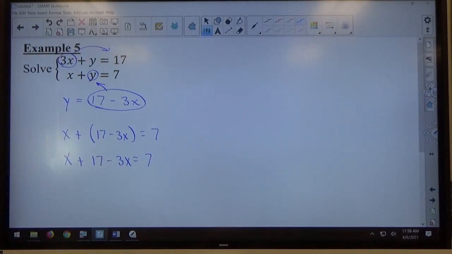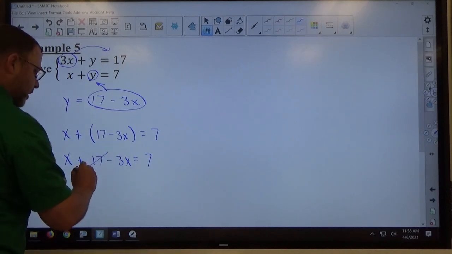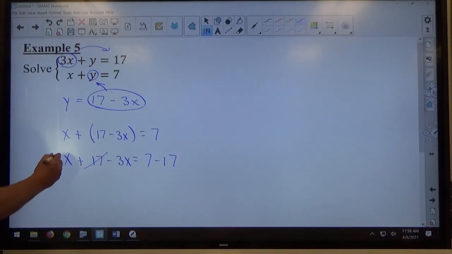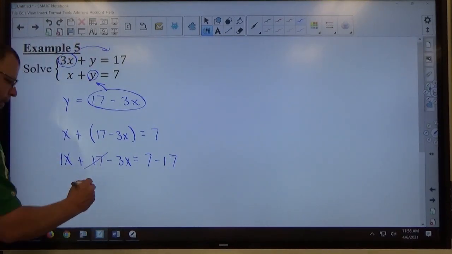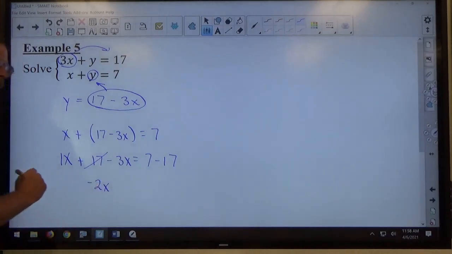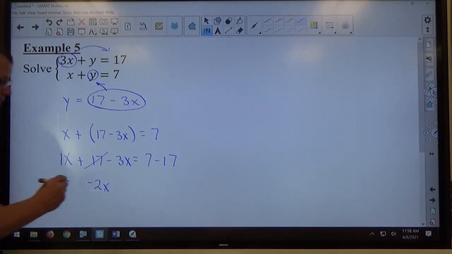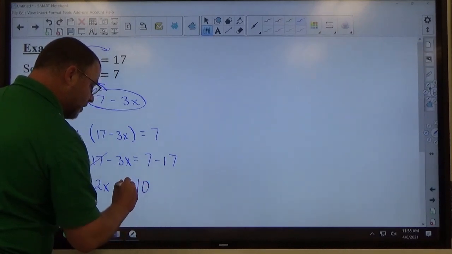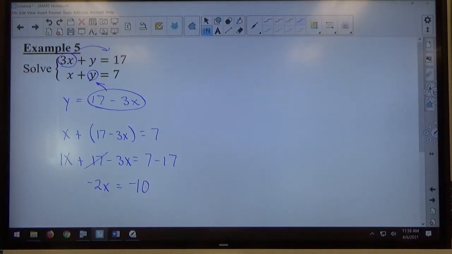If I'm solving for x, I want everything x on one side, everything not x on the other side. So I'm going to move the 17 across the equal sign. Plus 17 becomes minus 17. On the left, I've got 1x, which is what I've got there. 1x minus 3x is negative 2x. I subtract because the signs are different. It's negative because 3 is bigger than 1. 7 minus 17, once again, different signs, subtract gets me 10. 17 is bigger than 7, it's negative, so negative 10.